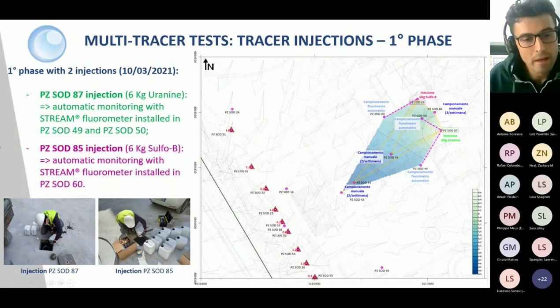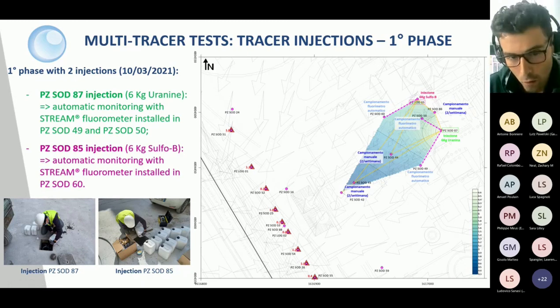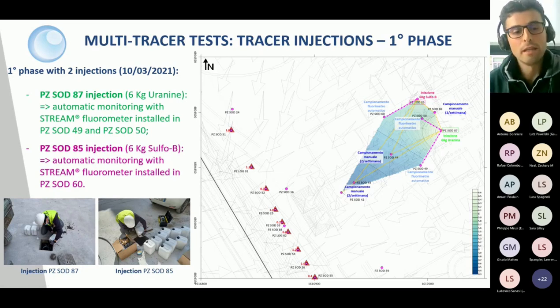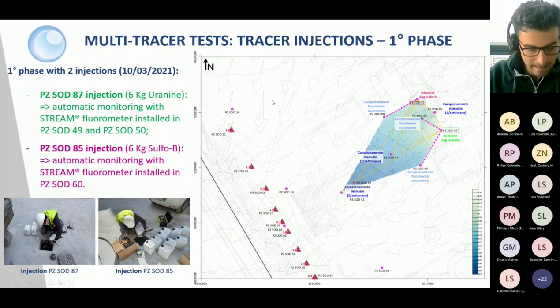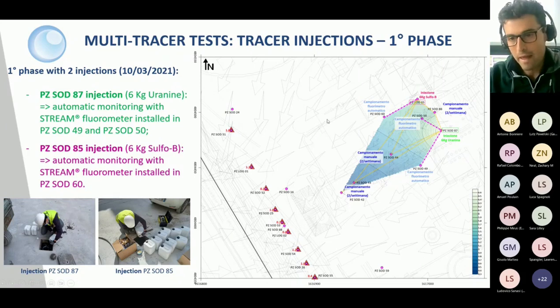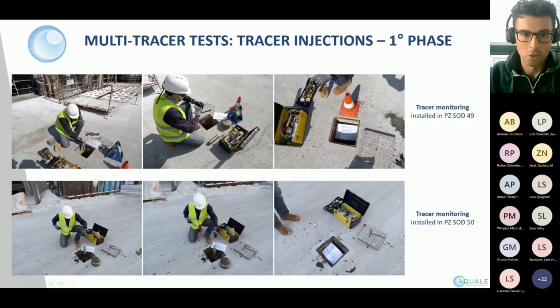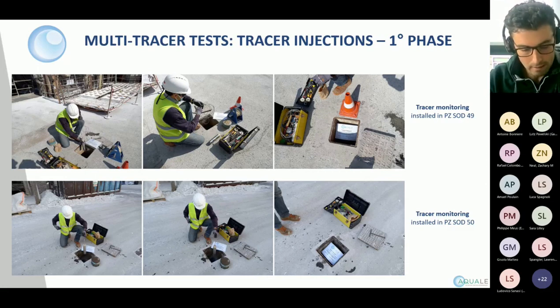And the second injection in PZ SOD 85 with 6 kg of sulforhodamine B, and automatic monitoring with the stream fluorometer was installed in PZ SOD 60. An important detail is that the arrows drawn in the background represent the main direction of the underground flow, just for information. This slide shows some different moments during the installation of the fluorometers to monitor the two different injections.